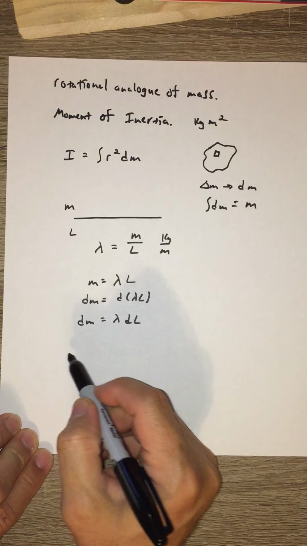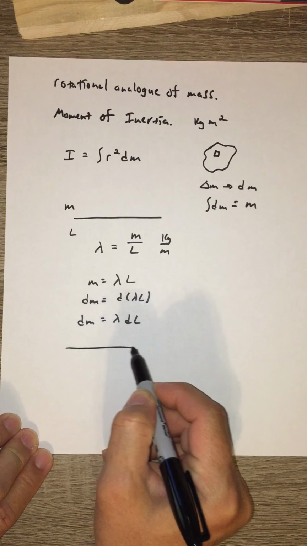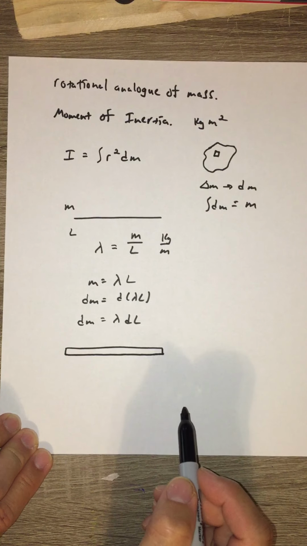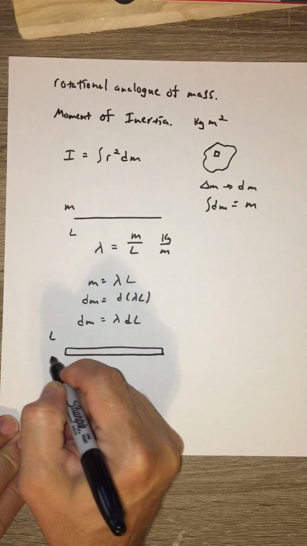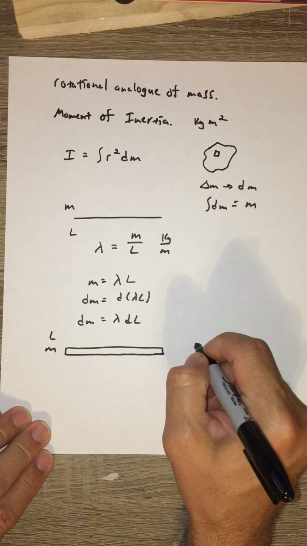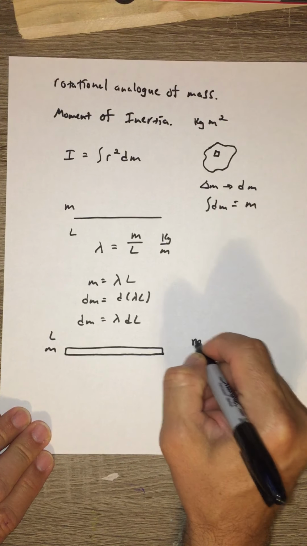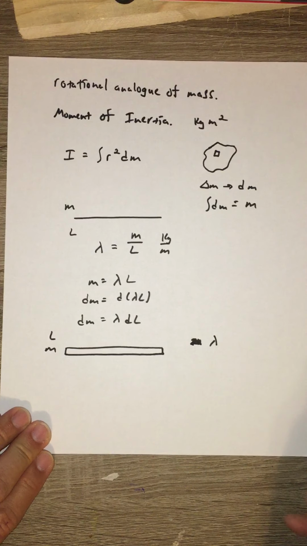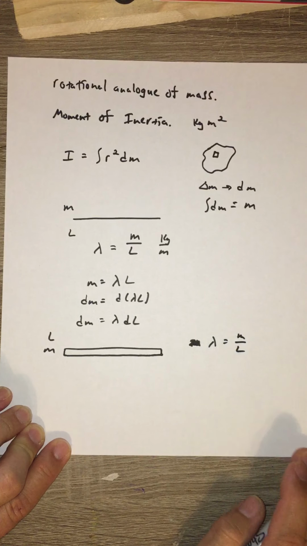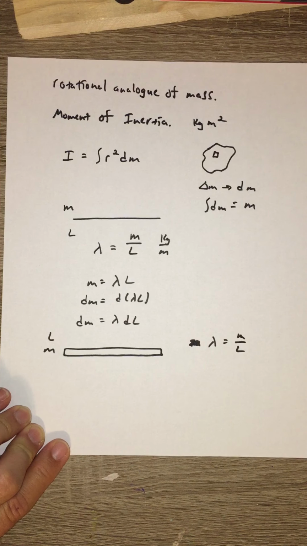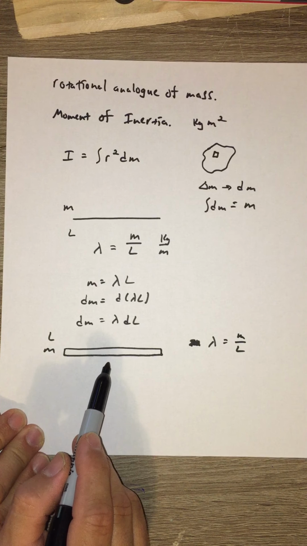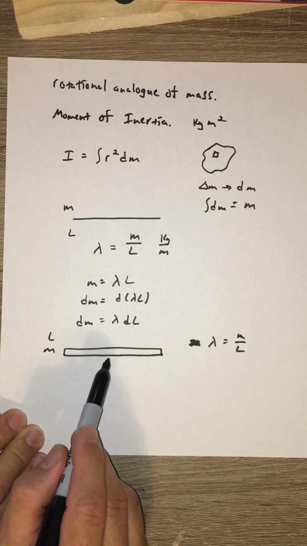Let me take a bar, and I'm going to assume that this bar is thin enough so that I don't have to worry about the volume. It's length L and mass M. So same thing. I'm going to say that the linear mass density is equal to M over L, which are parameters that I know. And I now know how to express dm. And I want to know what the moment of inertia is of this bar.